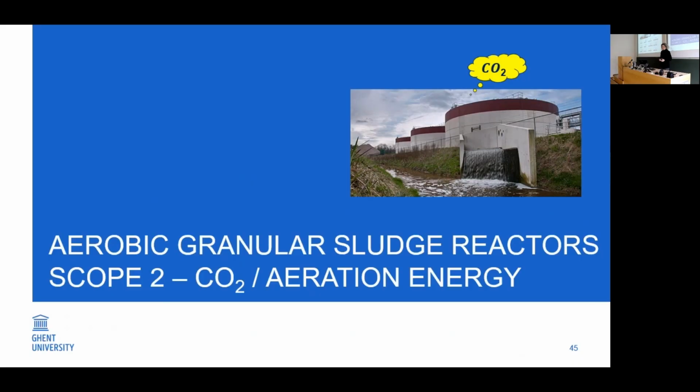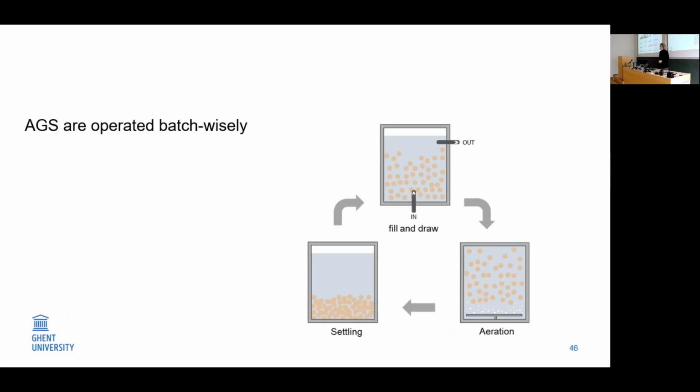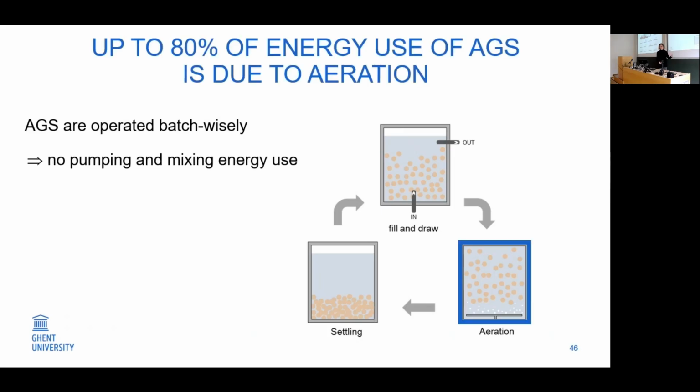Let's go back to the granular sludge reactors. We have already discussed N2O emissions, methane emissions. Let's now say something about aeration energy. As I already indicated, aerobic granular sludge reactors are operated in a batch-wise manner. So we have several phases: a feeding phase, an aeration phase, and a settling phase. And feeding takes place together with the draw phase. So the influent is fed at the same time that the effluent leaves the reactor at the top. It's supposed to be a perfect plug flow.